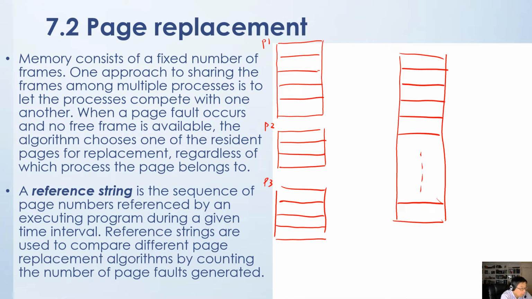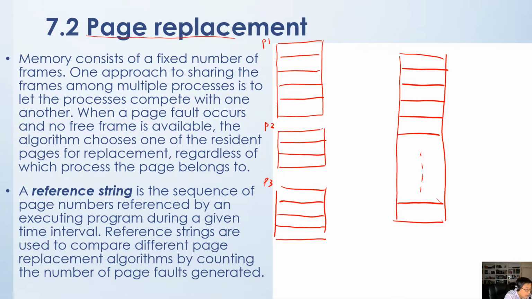Now, one reason is that sometimes one process contains more pages than the number of frames. The other reason is that if you support multiple processes, then the total number of pages may exceed the total number of frames, right? So there are various different reasons that you cannot load all the pages into the frames. So that's the reason why we introduced page replacement.